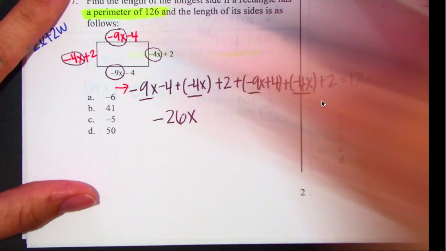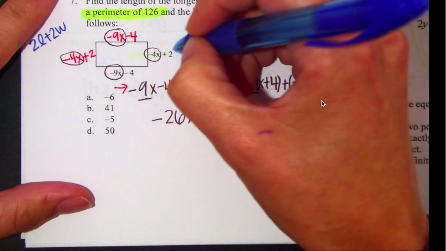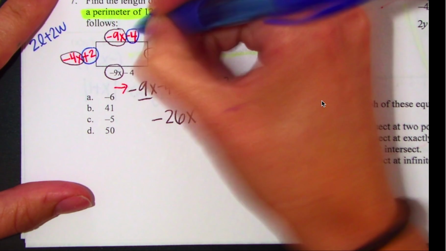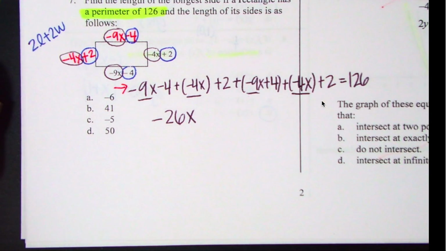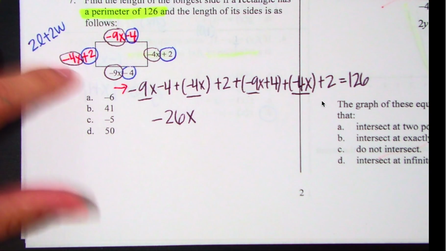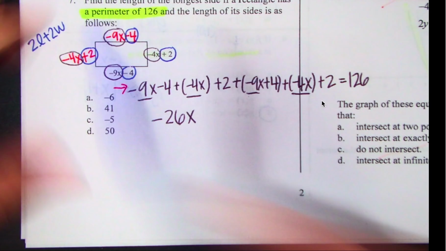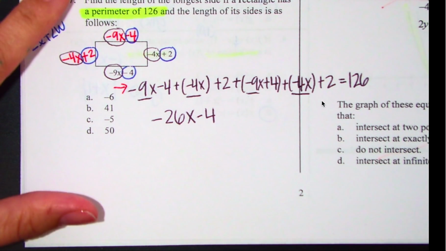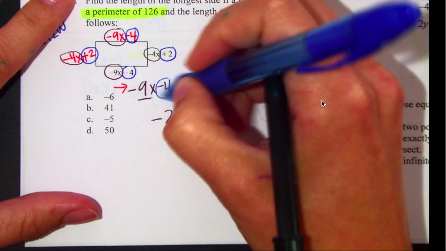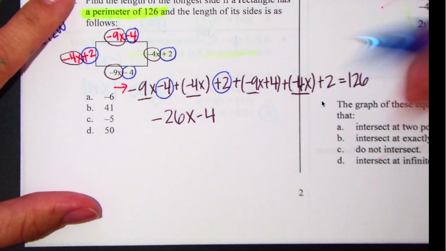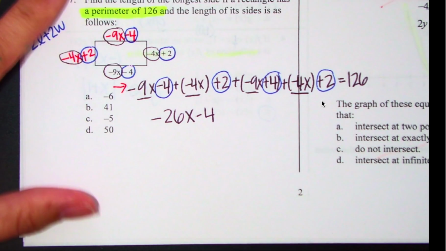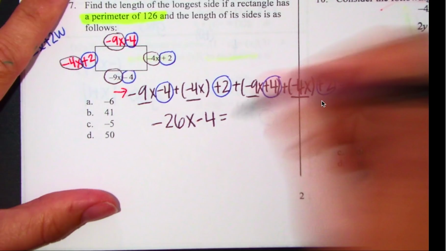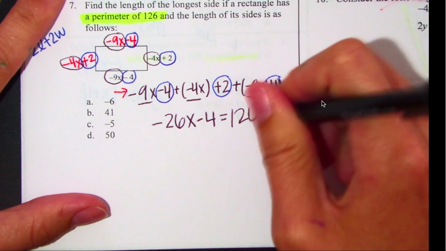Now we're going to go and look at our constants. So I have 2 and 2 is 4. Negative 4 and negative 4 is negative 8. So we have negative 8 plus 4, and we get minus 4 for the next part of our equation. Again, you would have got the same thing if you would have combined your constants down here. All right, again, this equation is going to be equal to the perimeter they tell us is 126.